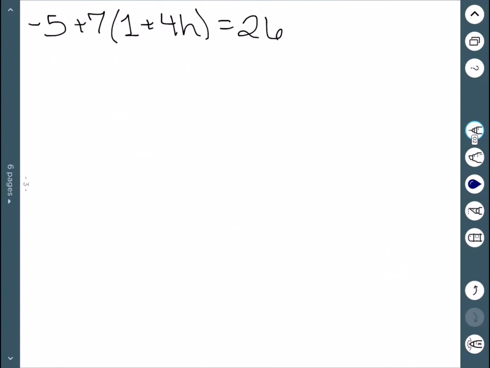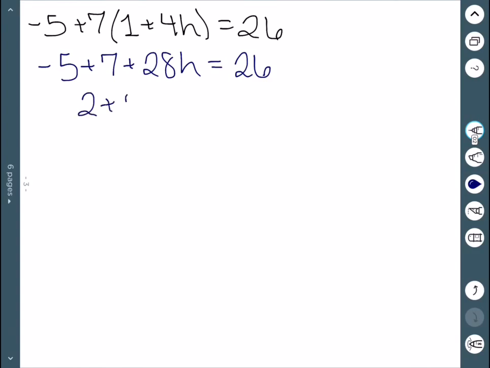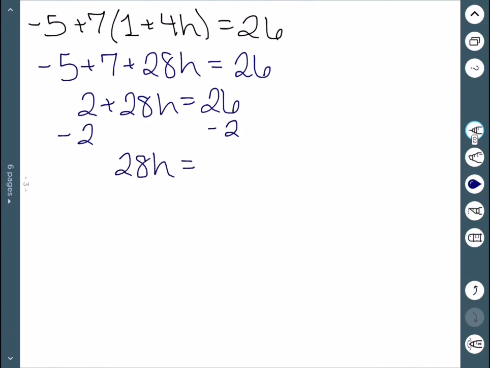Here's another one. So once again, we'll start by simplifying. 7 times 1 is 7, and 7 times 4 is 28. And then we have this h. Negative 5 plus 7 is 2, plus 28h equal to 26. We only have one variable, so we need to get our constants to the other side. We'll do that by subtracting 2. So that's 28h is equal to 26 minus 2 is 24.